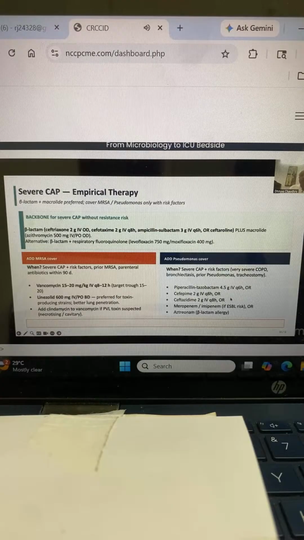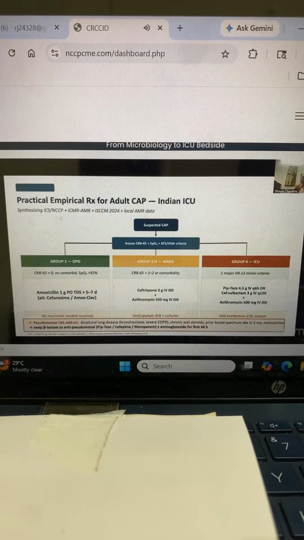And there you will now be using ceftazidime-avibactam with azithromycin in these cases. I think that is very important. That's where the molecular diagnostic tests are of help. Piperacillin-tazobactam does work in NDM also. So for practical empirical treatment of adult suspected CAP, you assess CRP, SpO2, ATS-IDSA criteria, and on the basis of that you can decide whether the patient goes to the OPD, ward or ICU.